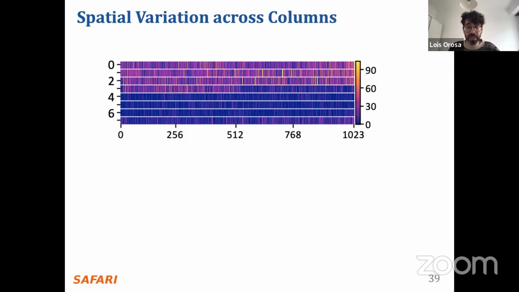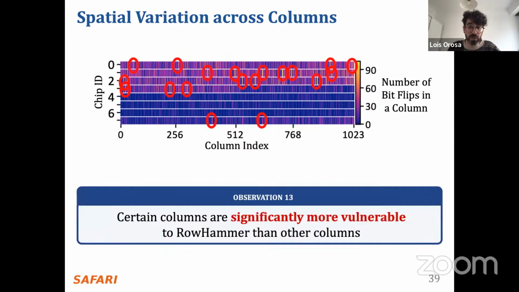To investigate how the RowHammer vulnerability varies across columns, we generate a heat map plot. A heat map plot of bit error rates across columns and chips. What we observe is that bit errors concentrate on certain DRAM columns more than others, implying that certain columns are significantly more vulnerable to RowHammer than other columns.